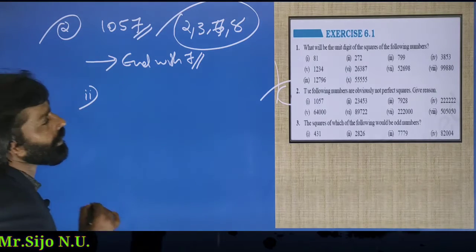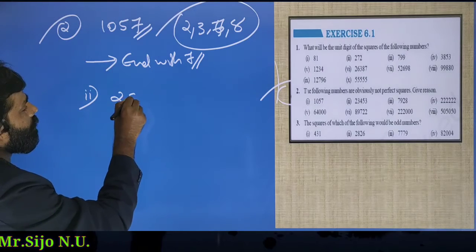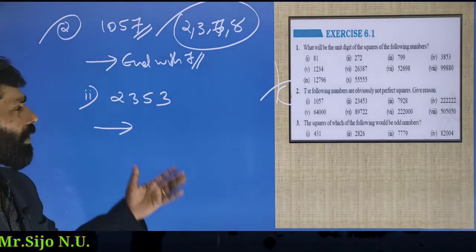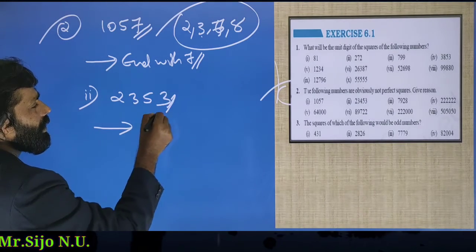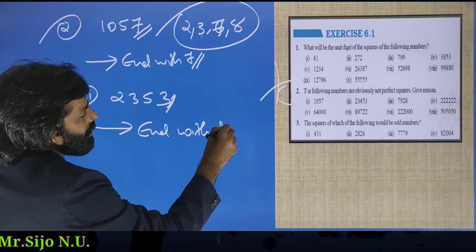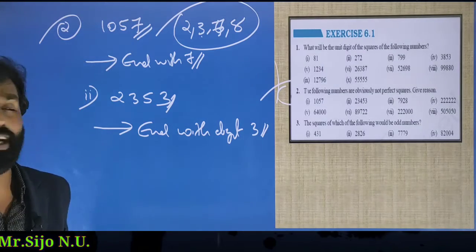So what about the second? Yes, that is 2, 3, 5, 3. Why? What is the reason? It's not a perfect square number. What's the reason? Yes, the same property here. This ends with 3. Yes, it ends with the digit 3. The perfect square number never ends with 3.